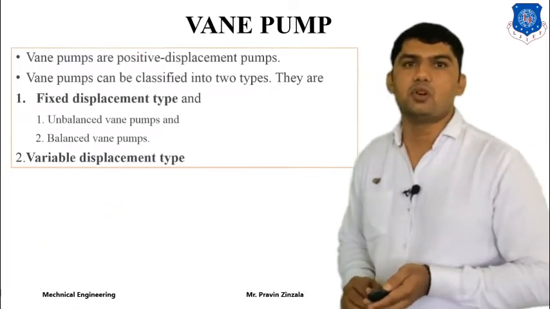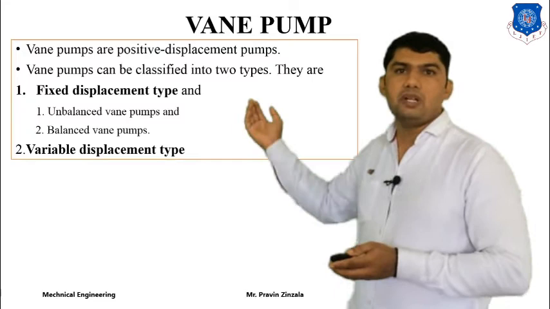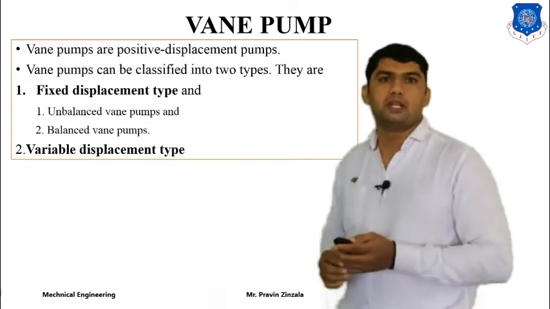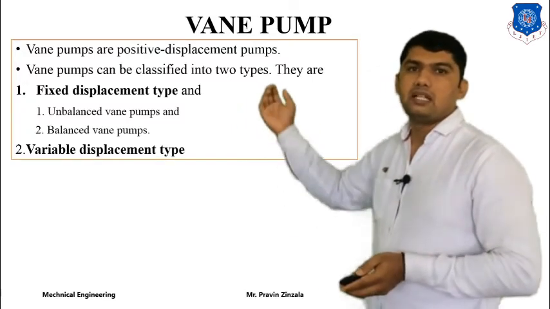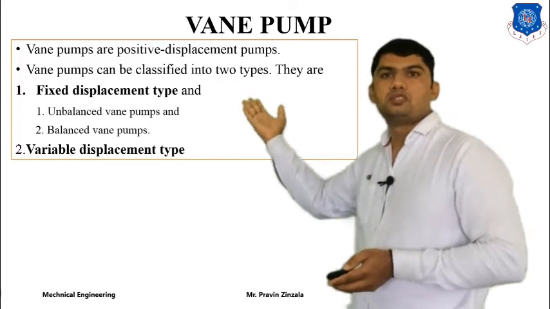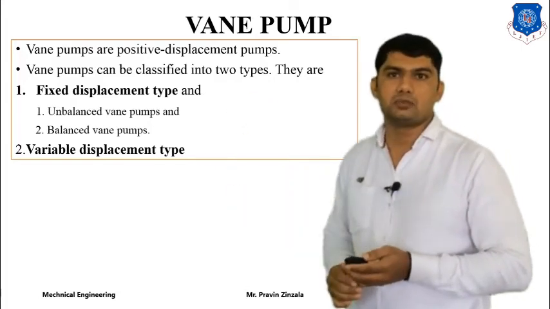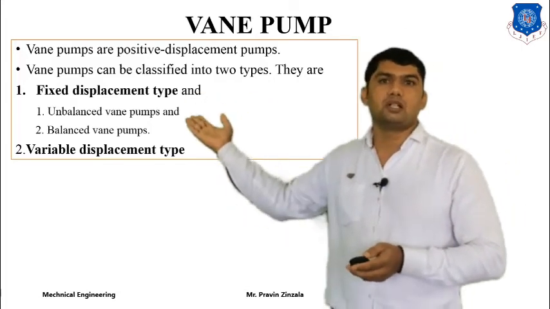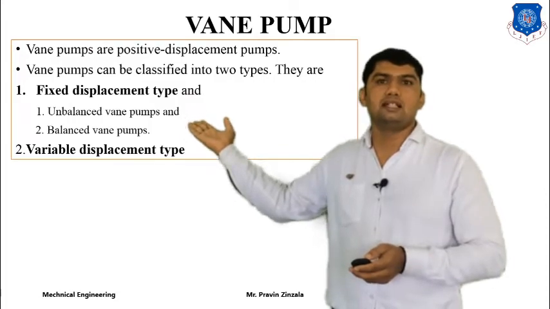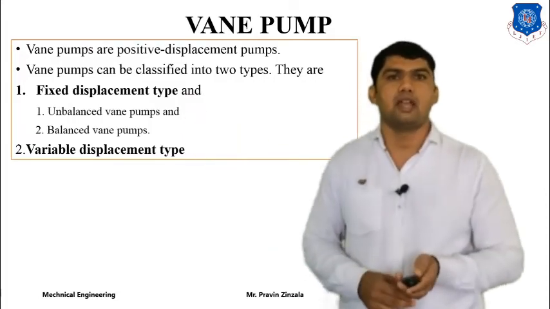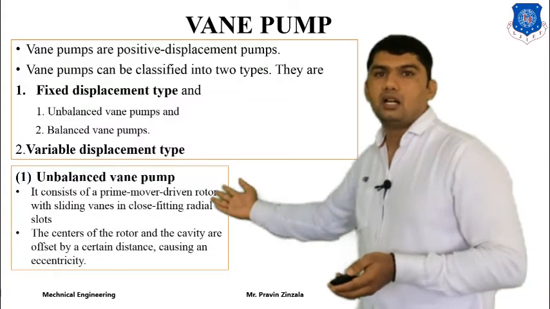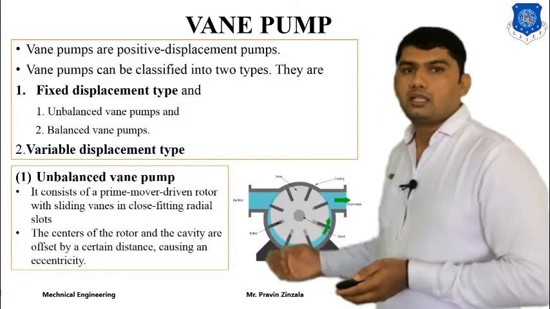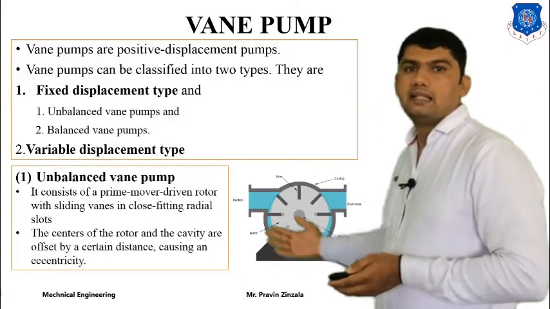Now we will discuss the vane pump. The vane pump is one type of positive displacement pump. Vane pumps are classified into fixed displacement type and variable displacement type. The fixed displacement type is also sub-classified into unbalanced vane pump and balanced vane pump. So the first example is the unbalanced vane pump. Here is the working of the unbalanced vane pump.